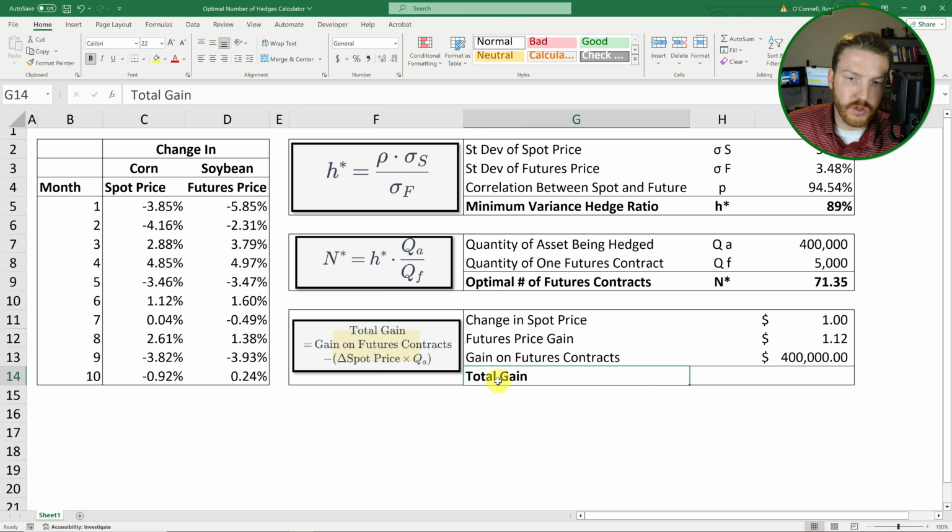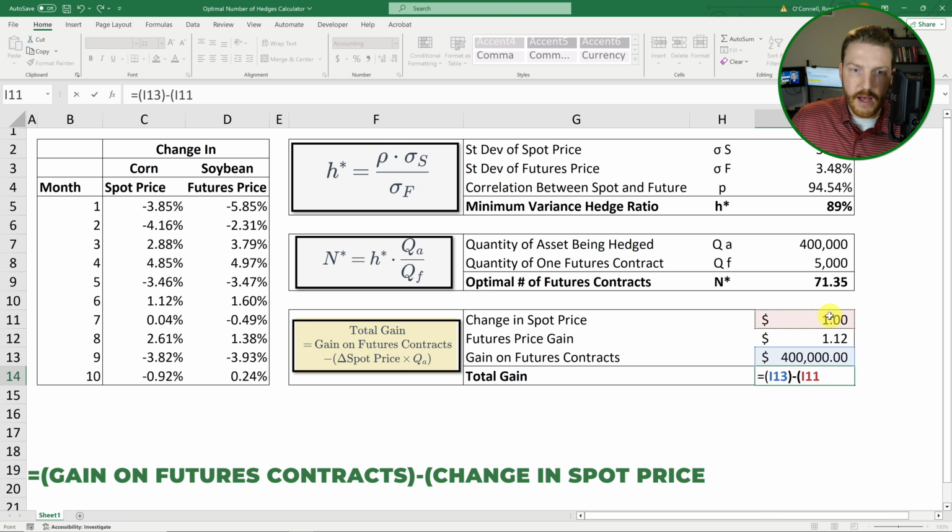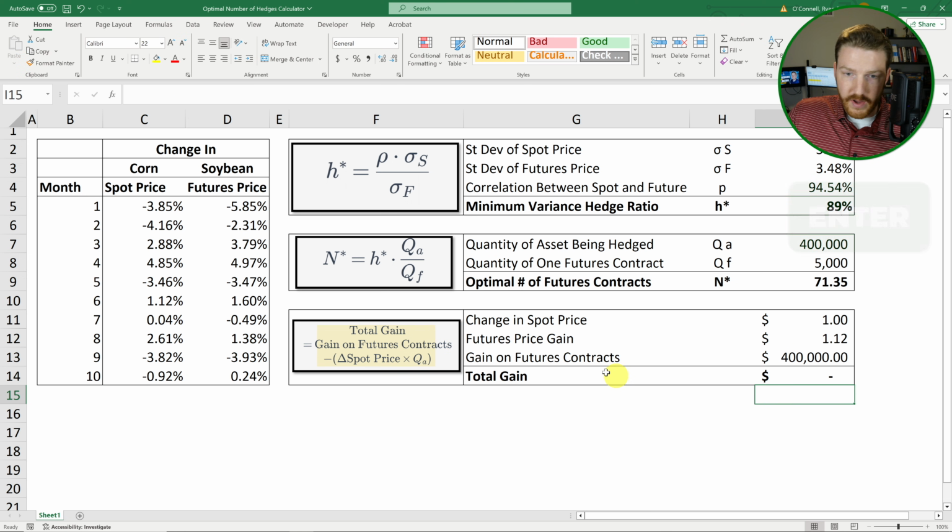And so our total gain should be equal to that total gain on the futures contracts minus the change in the spot price times the quantity of the asset being hedged. So we'll find that right now by taking that $400,000 that we calculated here and subtracting out the change in the spot price times that 400,000 bushels of corn we needed to hedge, and hit enter. And we find that if we've hedged this thing perfectly, there should be no gain or loss if these prices are changing.